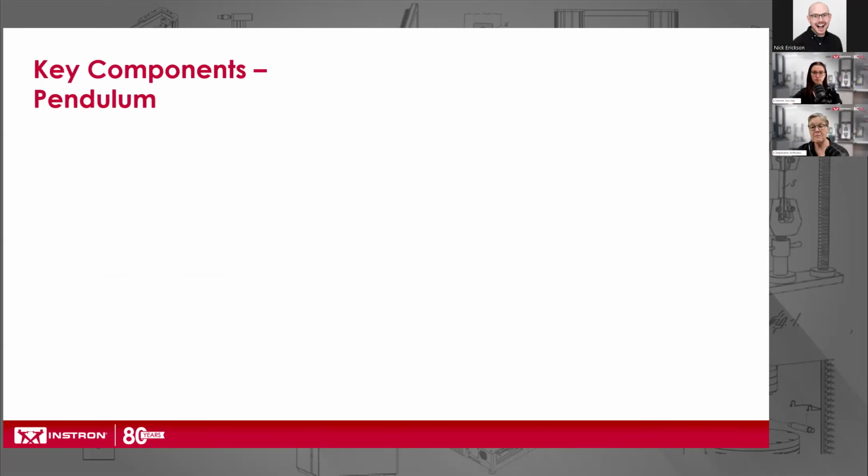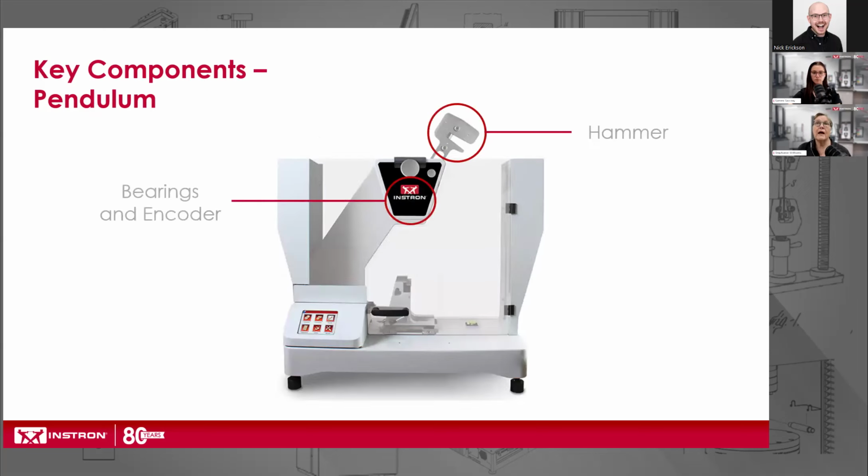So some key components to the pendulum machine. They'll all have a hammer or a falling mass. Usually the hammer will be attached to a shaft that is passed through a set of bearings and then has an encoder in the back. They'll have a specimen fixture that's in compliance to the test standard mounted at the bottom of the pendulum, at the base of the pendulum.